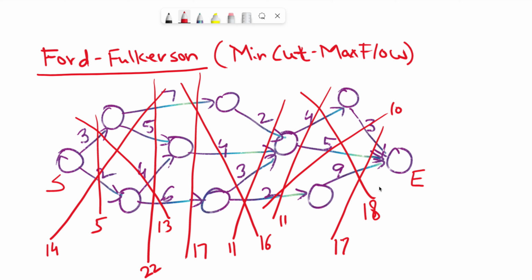So now that we have all our cuts, we can see that the smallest cut here is the 5. Do you agree? Do you see any cut smaller than the 5? I don't think there's any other cut that is smaller than the 5, though I think I missed this particular cut here, which is 12.